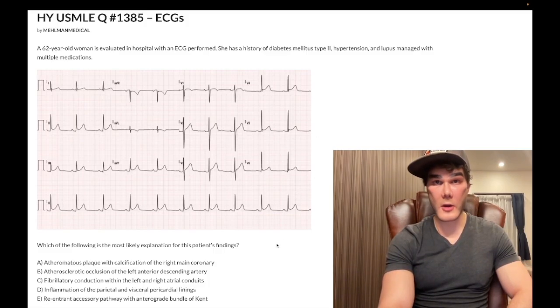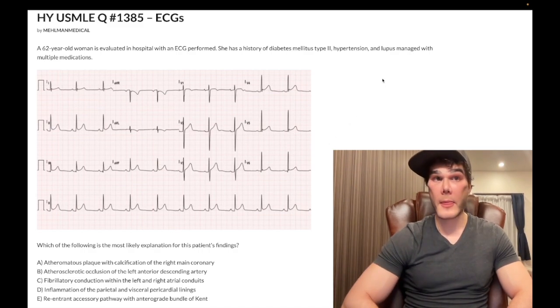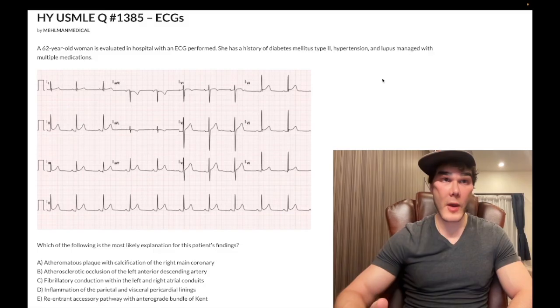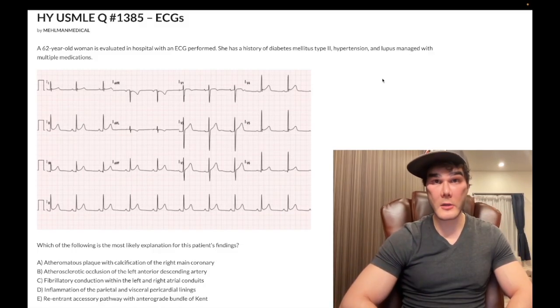The correct answer here is choice D for pericarditis. We've got diffuse ST segment elevations, and we have PR depressions. The autoimmune disease is what's causing the serous pericarditis. Lupus, rheumatoid arthritis, cocaine, viral infections, very high yield causes of serous pericarditis.